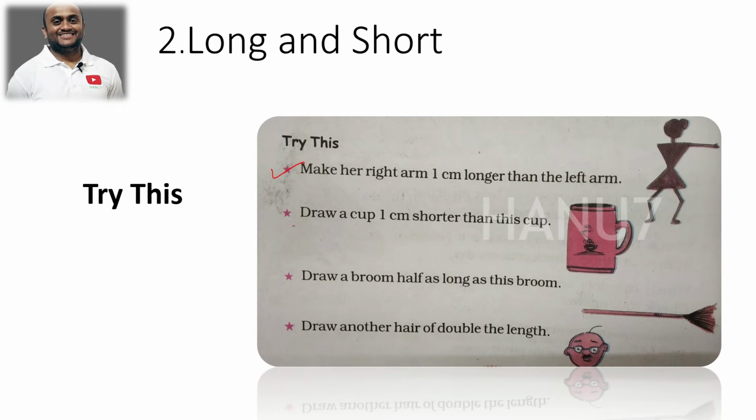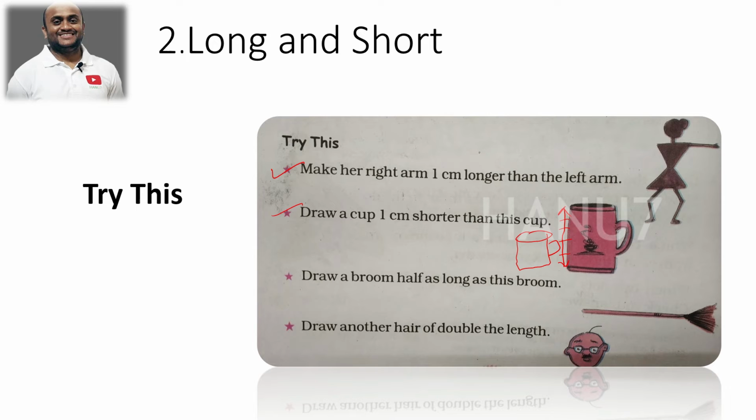Now the next one is, draw a cup 1 centimeter shorter than this cup. So first measure the distance from here to here, how much it is. Say for example this is 5 centimeters, take 4 centimeters only. 1 2 3 4, 5 centimeters is there. So if you want to draw the cup, it should be up to here, which is 1 centimeter shorter than that cup.